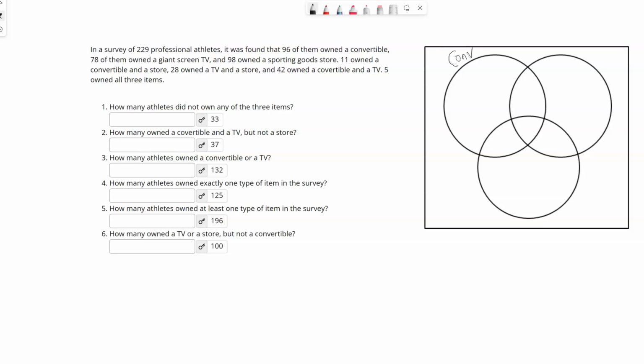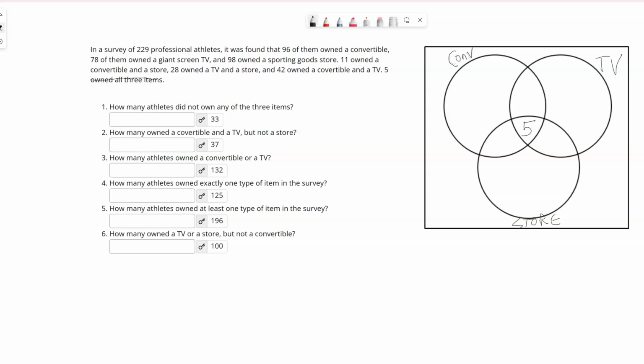Okay, and then we have the giant screen TV. And you can label these 3 circles in other ways. And then the store. Okay, so we're given that 5 owned all 3 items. So we start in the middle with 5, and then we work our way backwards.